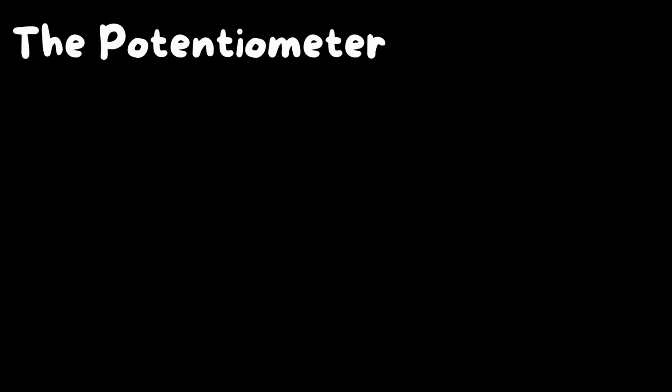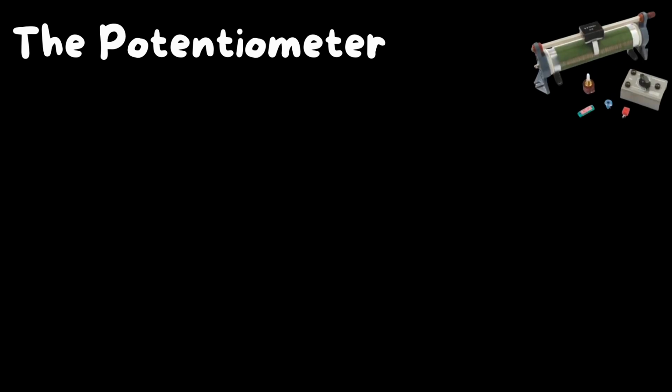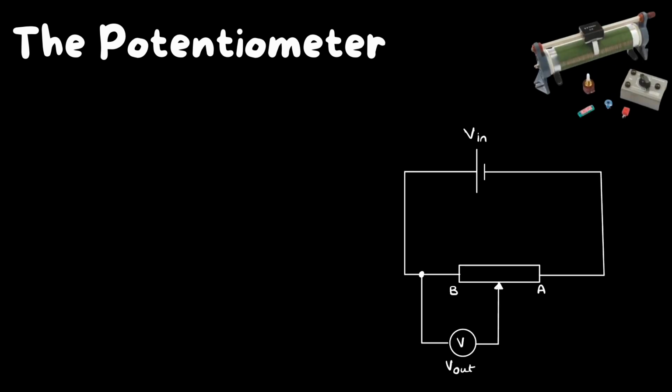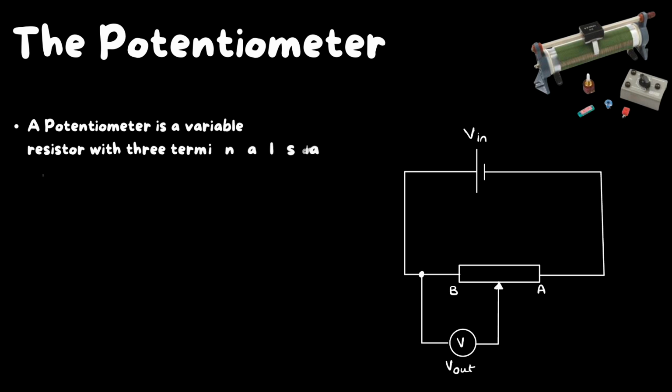Last but not the least, let's cover potentiometers. They come in different shapes and sizes, and this diagram here shows that you can slide the contact along a resistor, which makes it a variable resistor, and you can measure the output voltage using a voltmeter. So a potentiometer is essentially a variable resistor with three terminals and a sliding contact.